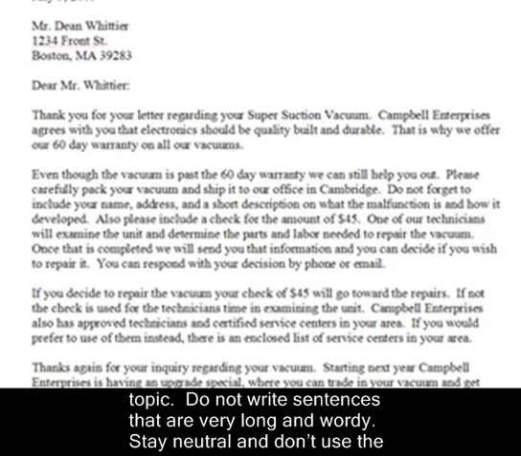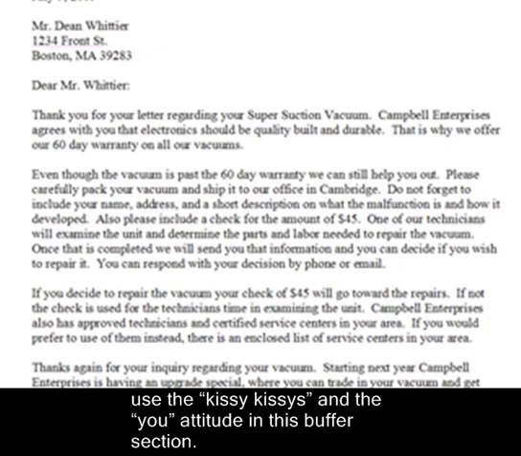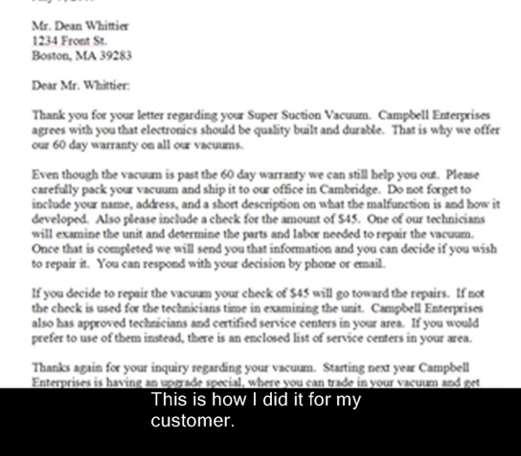Stay on topic. Do not write sentences that are very long and wordy. Stay neutral and don't use the negative words like no. Do not apologize and try to stay positive and assertive. Also, use the "kissy kissies" and the "you" attitude in this buffer section.